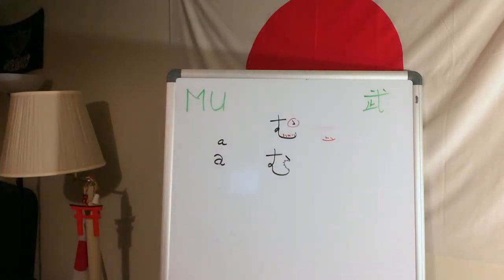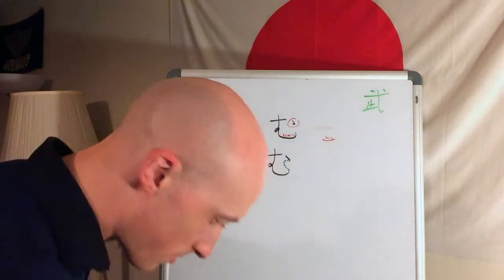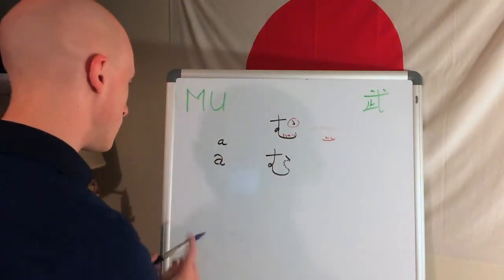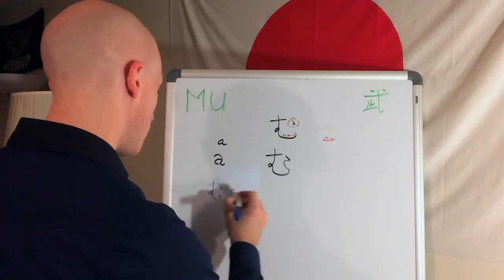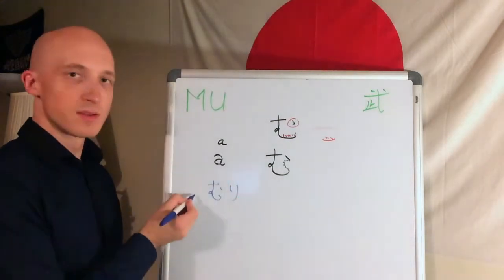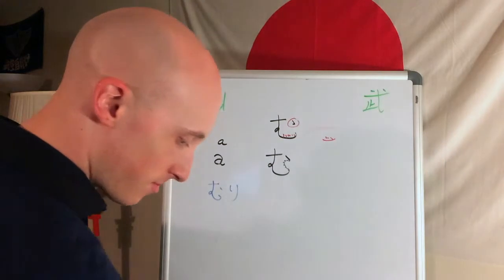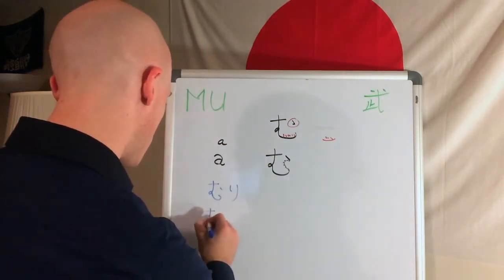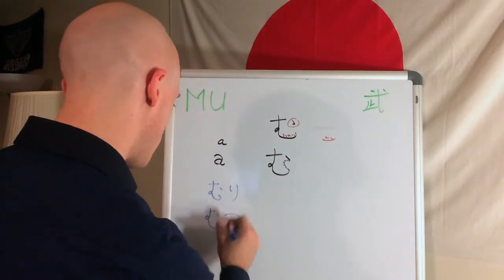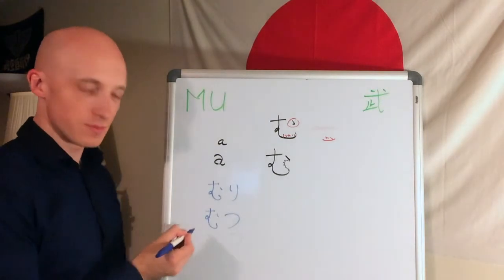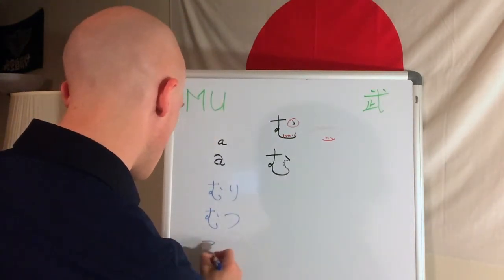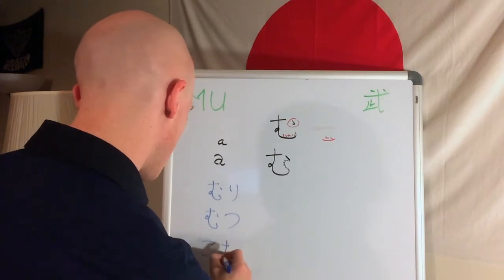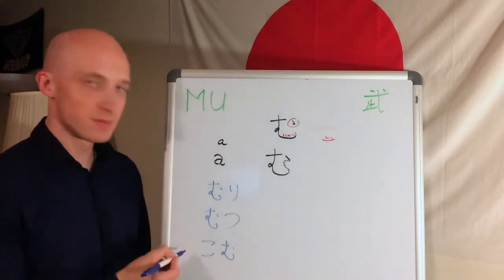Some words we can spell include muri, mutsu, komu.